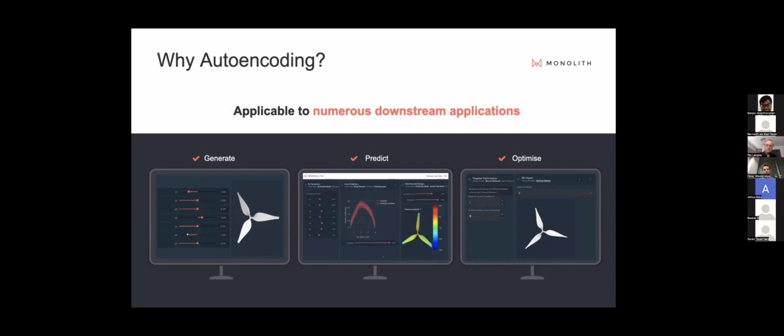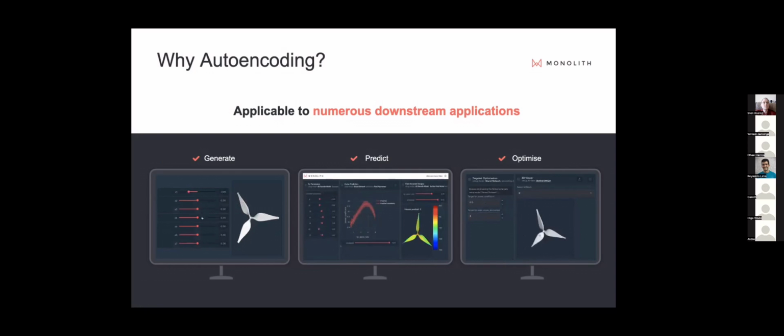And because of this, the need for tools that can support historic knowledge extraction from different past designs can be really useful. And the beauty of things like autoencoders is they can be used to serve multiple different downstream tasks. So I've listed out 3 here that we commonly work with different engineering companies.